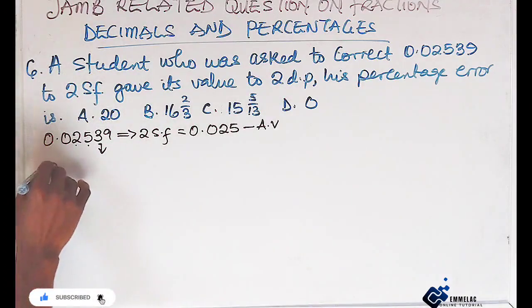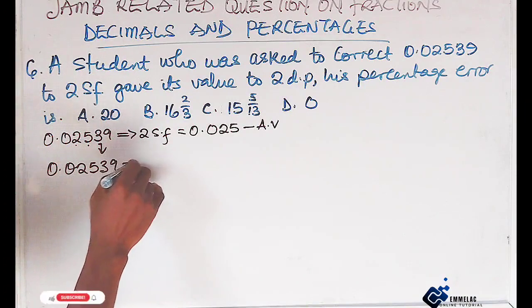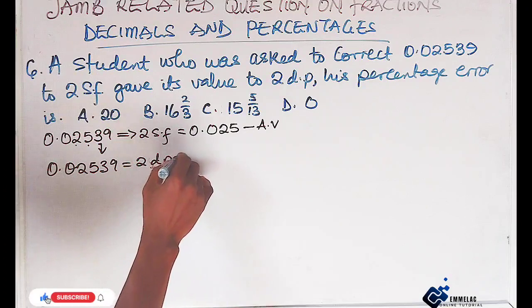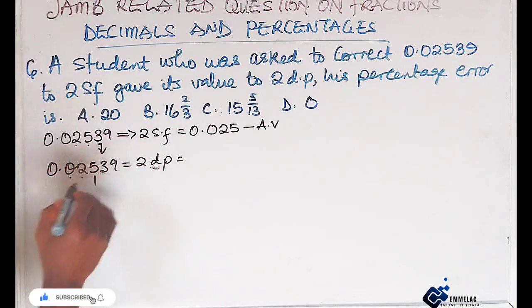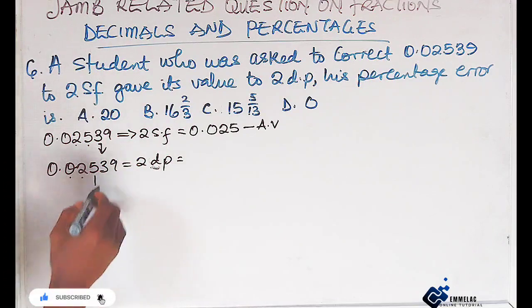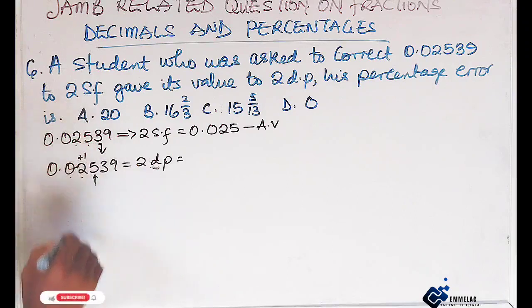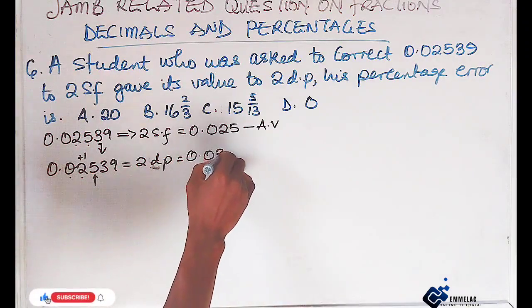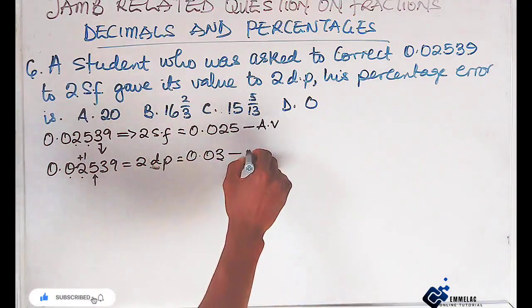Now 0.02539 to two decimal places, which the student did, will now be, this is 1 and 2. Now 5 is up to, is 5, so we round it up, it becomes 1. You add it here, so here you have 0.03. Now this is the measured value.